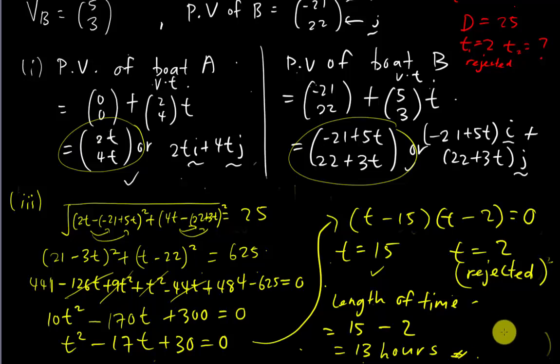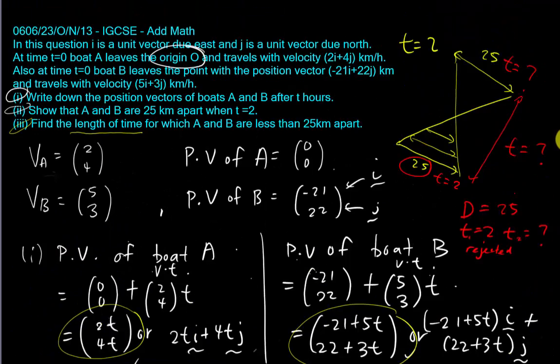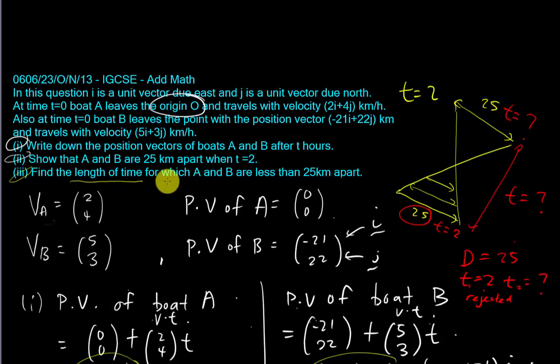Alright, so yeah, the last part is quite tricky. Because the question asks you to find the length of the time for which A and B are less than 25 km apart. So you just imagine they start by calculating when they are 25 km first, and only then they become lesser and lesser.